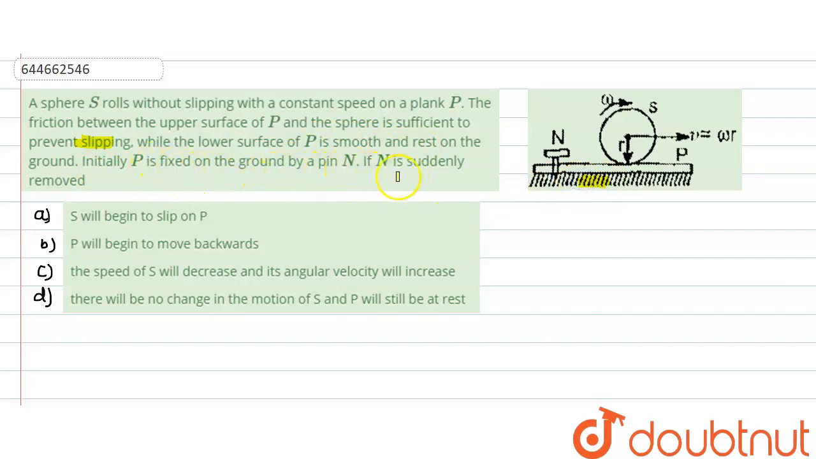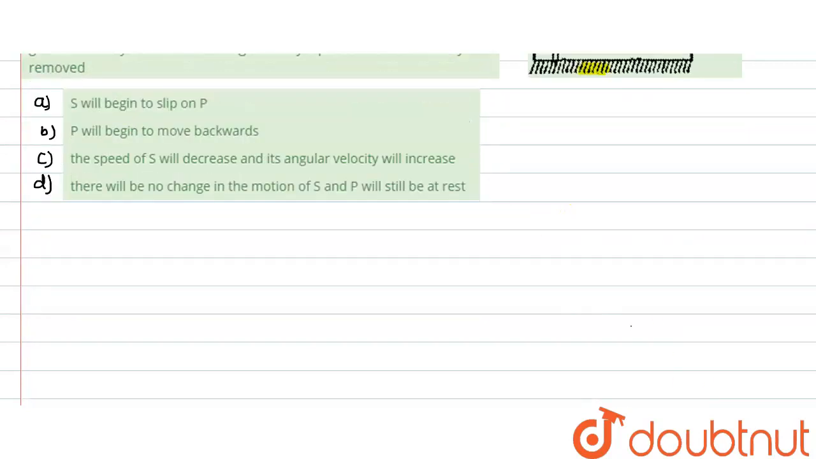Now if N is suddenly removed, what will happen? S will begin to slip on P, or P will begin to move backward, or the speed of S will decrease and its angular velocity will increase, or there would be no change in the motion of S and P, they would be at rest. Now if we draw our case, what are the various things which have been given?